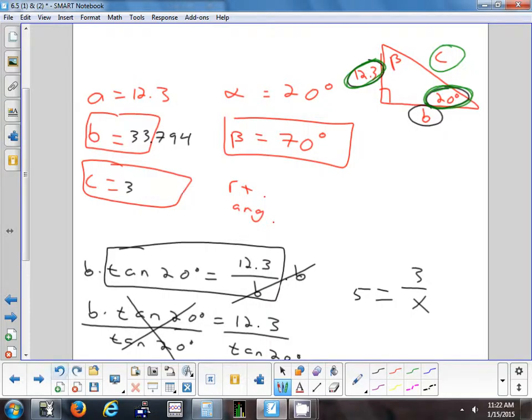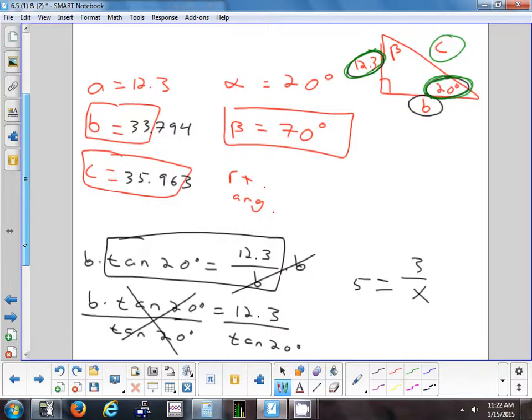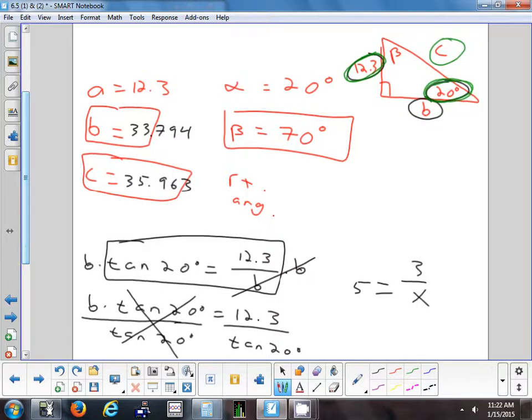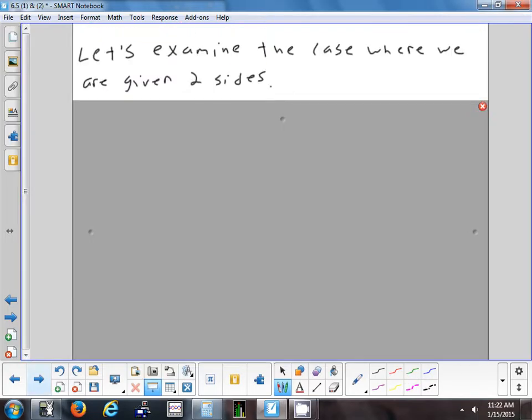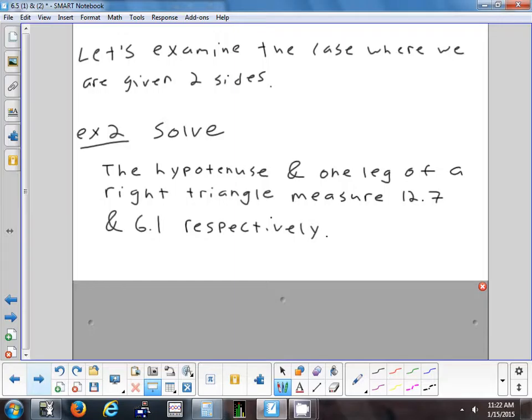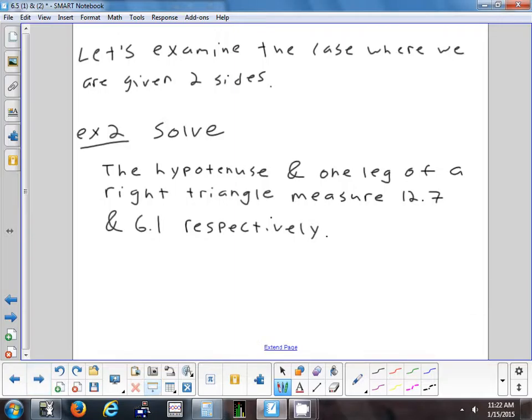Okay, any questions on that? So that's the case where they give you an angle and a side to start with. Let's look at the case where they give you two sides. In this problem, they're giving you the hypotenuse and one leg. The hypotenuse is 12.7 and the leg is 6.1.